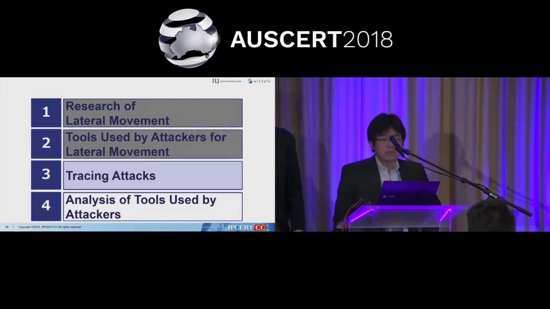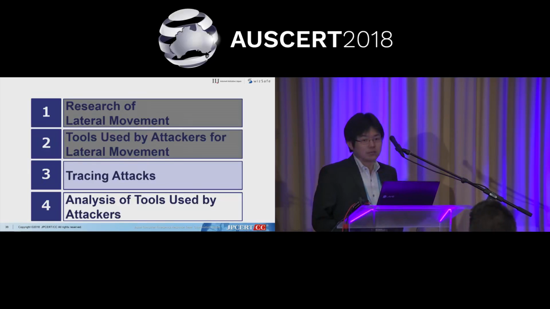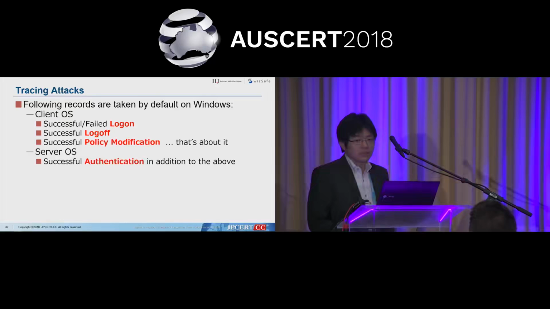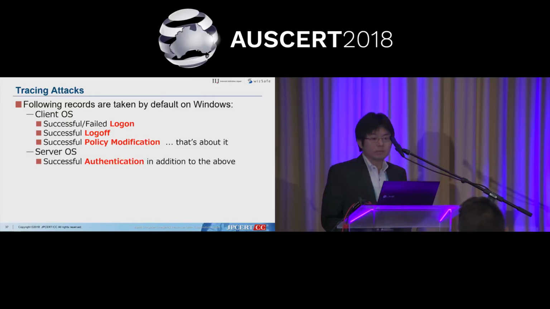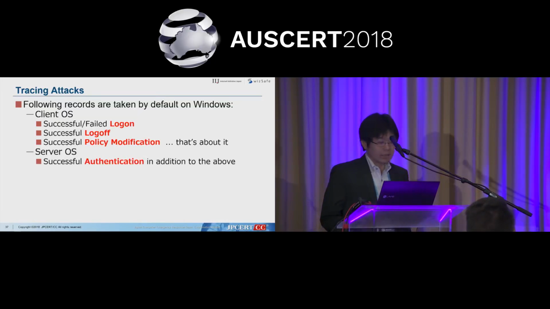Okay, up to here, Shusei has talked about the tools used by attackers. And since attackers use these tools, we need to figure out how we can actually trace those attacks. Regarding tracing the attacks, if Windows is not configured and is out of the box on default, what is recorded on Windows? If it's a client OS, successful and failed logons, successful logoffs, and successful policy modifications are recorded by default, but that's about it.